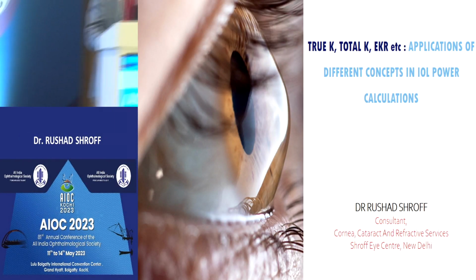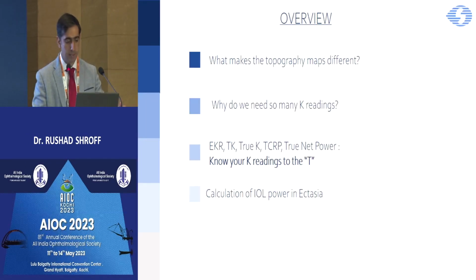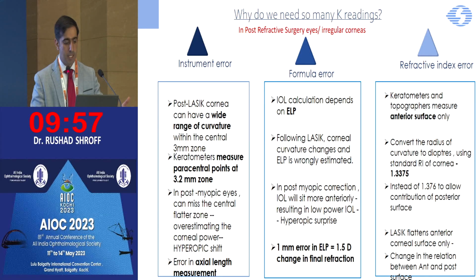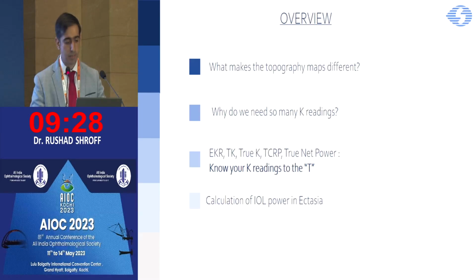I'm just going to combine these two talks, and since some of the previous speakers have covered some of these concepts, I'll keep the first talk very brief. So we can skip over these particular slides. The reason why we need so many K readings is because of these eyes which are not following Gullstrand's law. So you have post-LASIK corneas which can have a wide range of curvature within the central 3 mm zone. You can have post-myopic eyes that can miss the central flatter zone and tend to overestimate the corneal power. You can have errors in ELP, as Dr. Matthew elucidated earlier. And keratometers and topographers measure only the anterior surface, and this changes after you've had a refractive surgery, as Tushar had mentioned earlier.